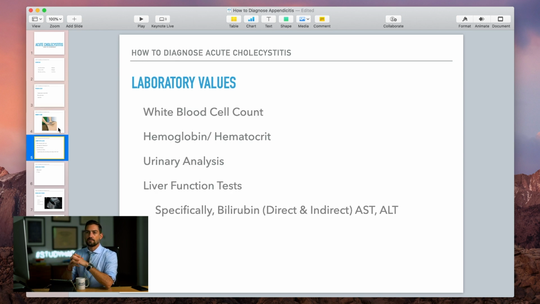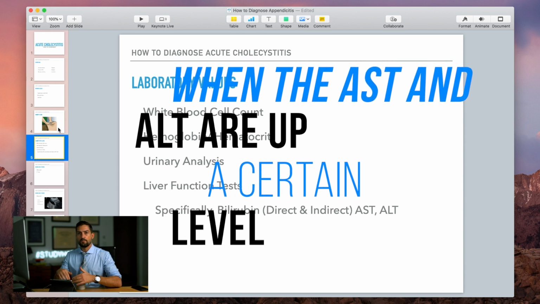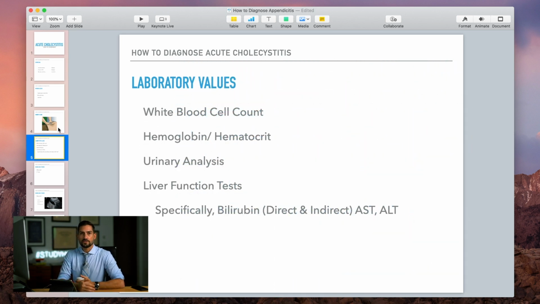So this is kind of what differentiates a lot of other things. And I think in the textbooks, they tell you what's supposed to happen: the AST and ALT are elevated, and the bilirubin, and the direct is this, and the indirect is that. From clinical experience and 15 years of doing this, I have found that it is not very specific when the AST and ALT are up a certain level. You may have in acute cholecystitis, the AST and ALT are up, or they may not be up, okay? And the bilirubin may be up, or it may not be up. And it may be direct more, or it may be indirect more. And I don't want to hang my hat on these numbers. That's what I guess I'm getting at.